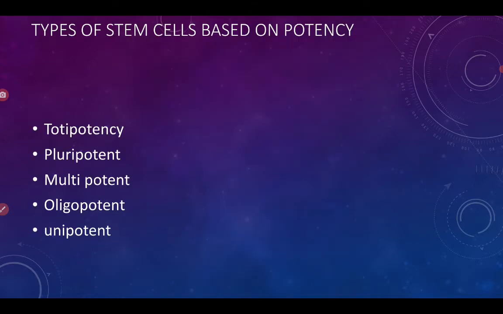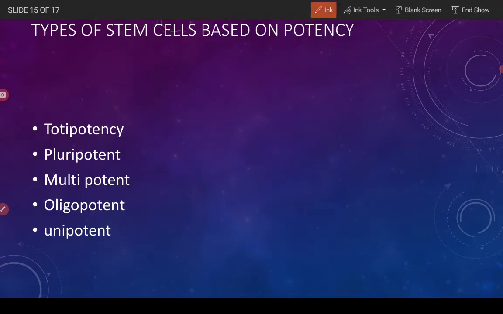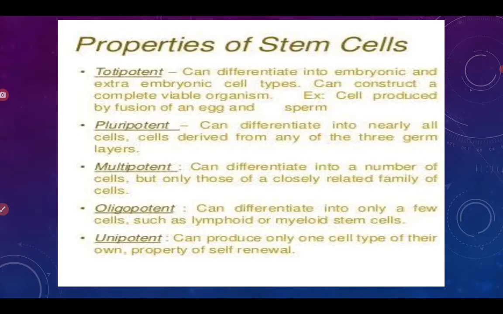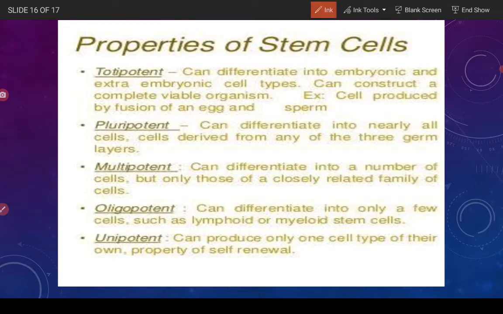Now, types of stem cells based on potency. We have seen them on the basis of origin, now we see types of stem cells based on potency. They could be totipotent stem cells, pluripotent stem cells, multipotent stem cells, oligopotent stem cells, and unipotent stem cells. So, properties of stem cells.